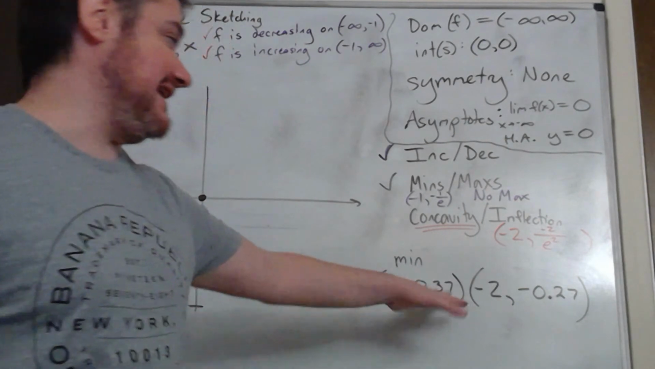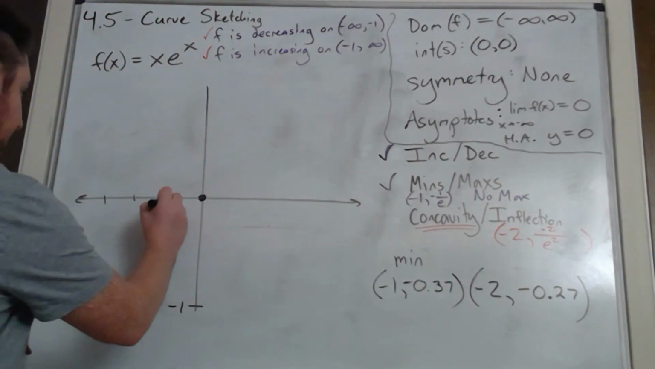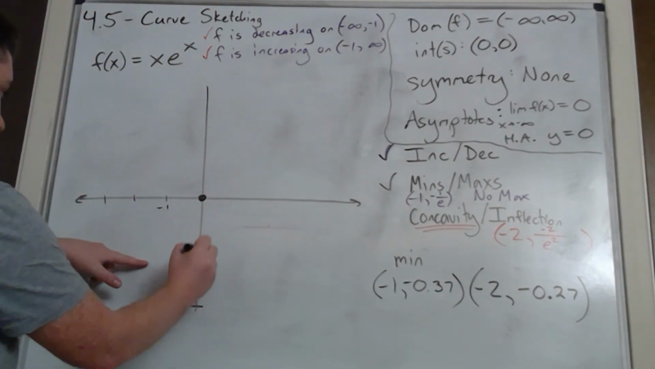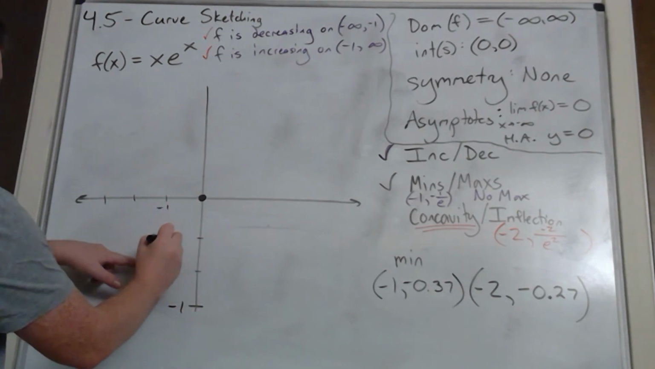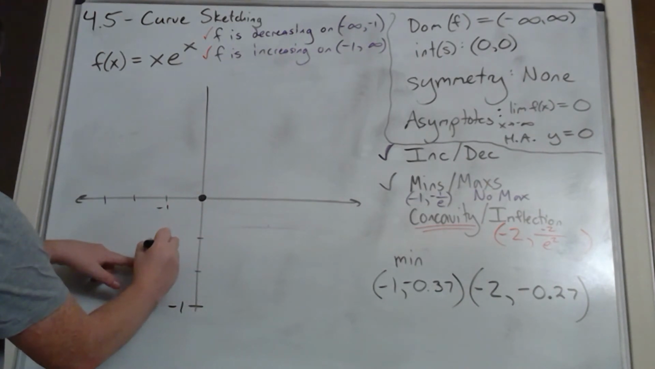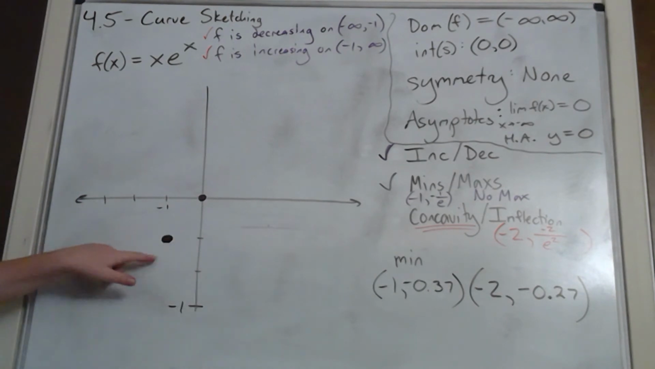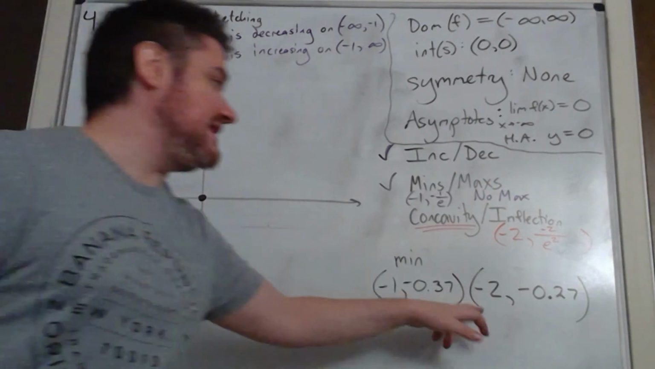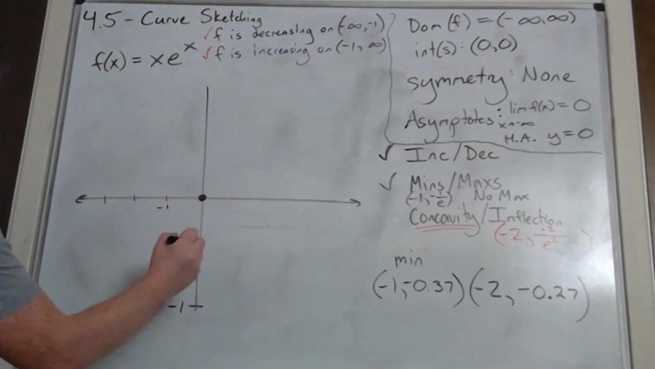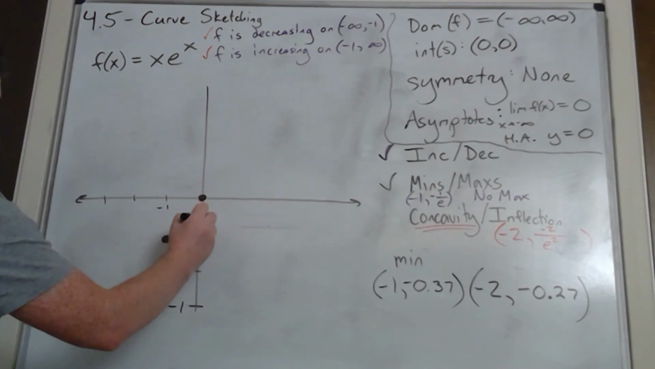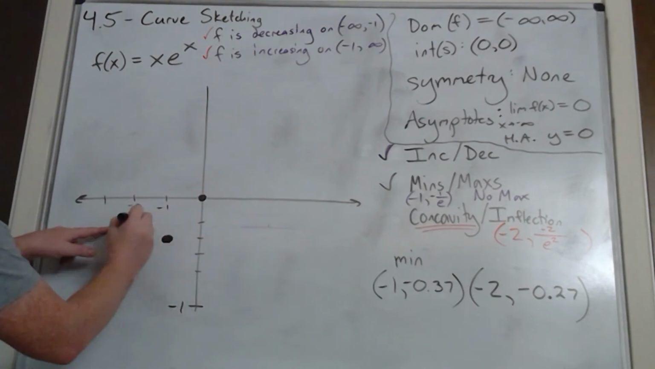-1, and let's just say about a third in the negative direction. So maybe somewhere around there. Put a nice big dot. So let's say that's our minimum. This guy, -2, let's say that's about a quarter, right? So if I had a half, and then half of that is maybe around there. So -2, maybe I'm around here.